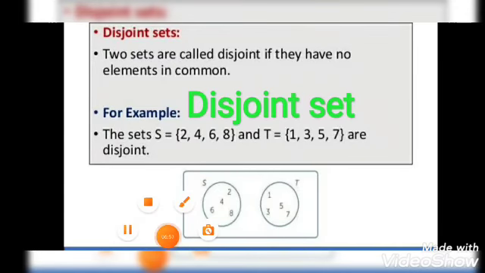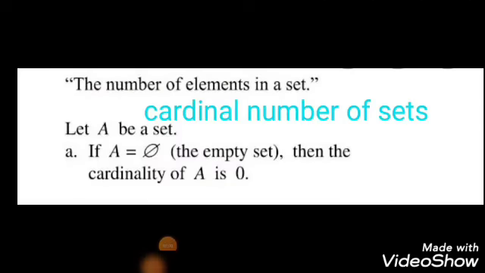Now, cardinal number of sets. The definition of the cardinal number of a set is the number of elements in the set. It means if we take one set, the number of elements in that set is called the cardinal number of the set. It is denoted by n(A). For example, if we take set A is equal to {1, 2, 3, 4, 5}, how many elements are there in set A? 5 elements are there, so n(A) is equal to 5. This number of elements is called the cardinal number of the set.